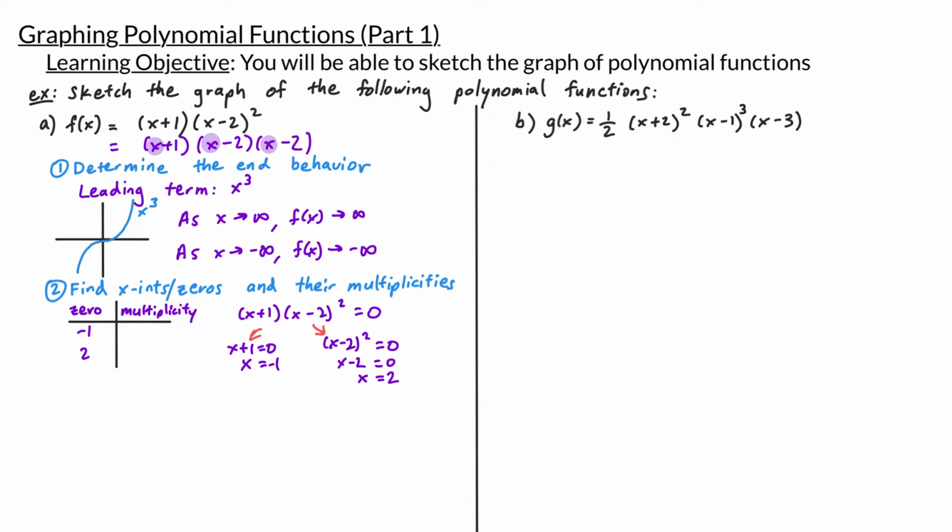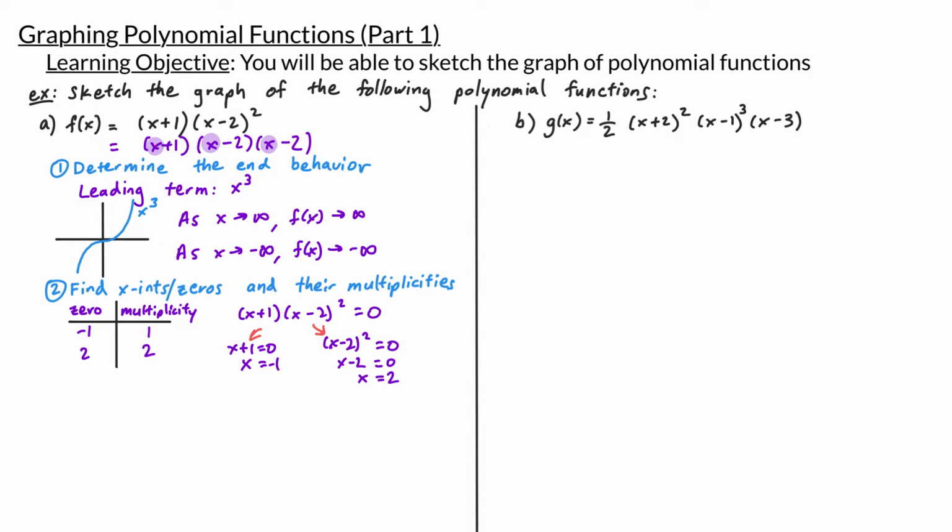As for the multiplicities, you just want to look at the powers of the factors. The x plus 1 factor has a power of 1, even though it's not explicitly written. So we say that negative 1 is a zero of f with multiplicity 1. If we look at the x minus 2 factor, we see that the power there is 2. This tells us that 2 is a zero of f with multiplicity 2.